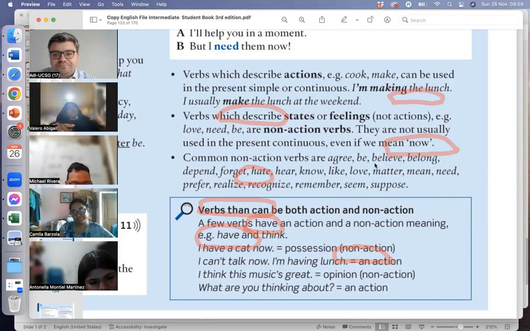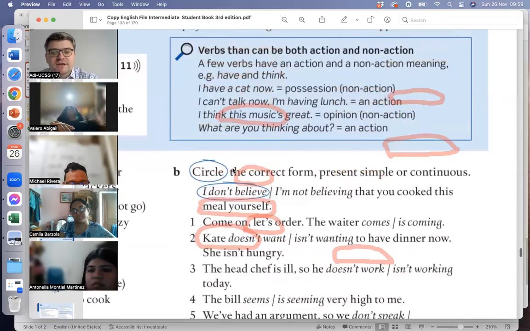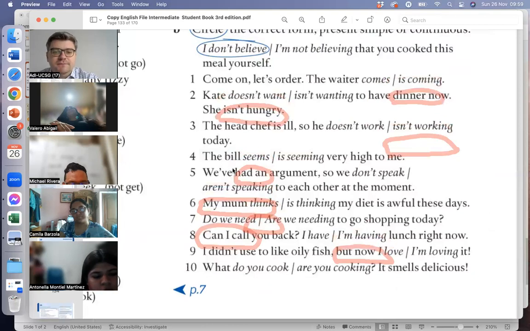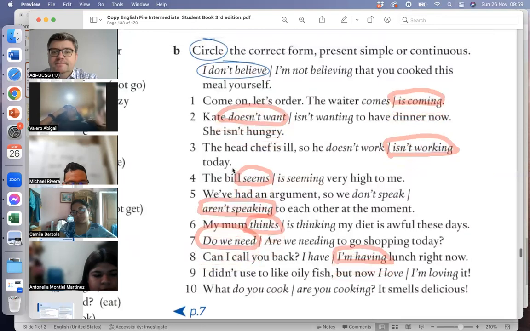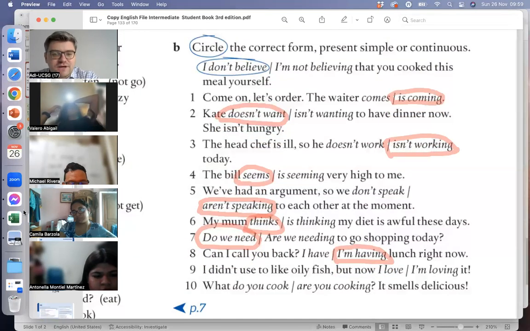So when you see believe, belong, these are all examples here. Love, need, believe, depend, forget, hate, hear, know, like, love, matter, mean, need, prefer, realize, recognize, remember, seem, suppose. And this is not the final list. There is more. But these are non-action verbs. And with these non-action verbs, we are not going to be using present continuous. We are going to be using present simple. Okay, so let's try again, Camila.